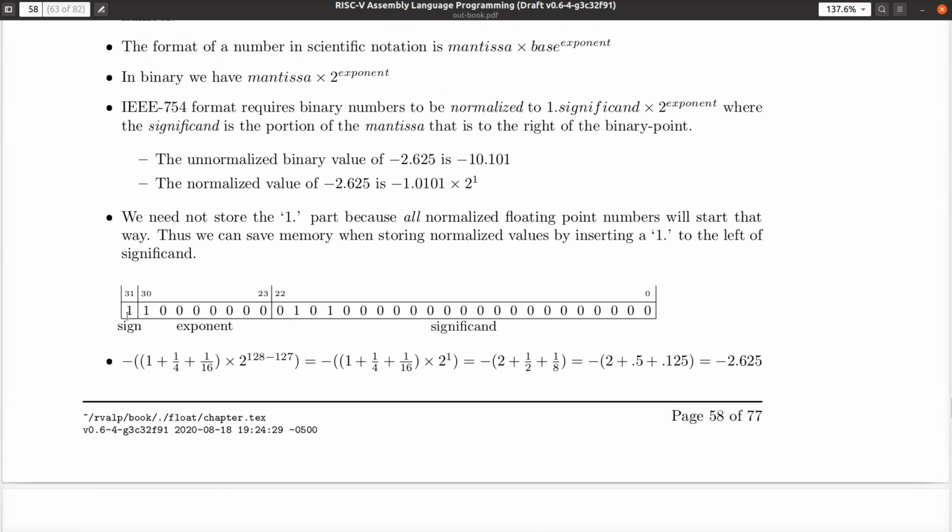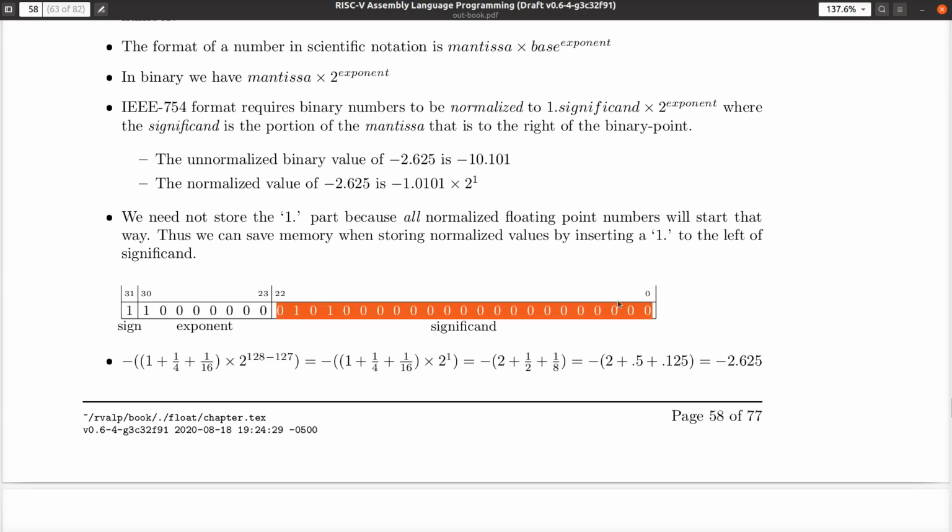So what do we have? We have a sign bit. Unlike 2's complement, the sign bit exists on its own in this format. If it's a 1, it's a negative number. If this is a 0, it's a positive number. This does not contribute to the magnitude of either the exponent or the significand in any way. This is just 1 if it's negative. Okay? The exponent is stored here, and the significand is stored here.